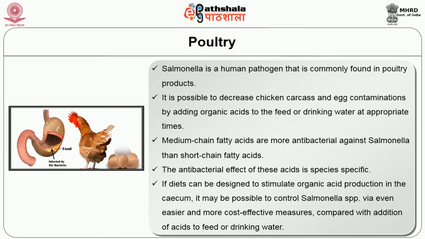It is possible to decrease the chicken carcass and egg contaminations by adding organic acids to the feed or drinking water at appropriate times. Medium chain fatty acids are more antibacterial against Salmonella than short chain fatty acids. The antibacterial effect of these acids is specific. If diets can be designed to stimulate organic acid production in the caecum, it may be possible to control Salmonella species via even easier and more cost-effective measures compared with addition of acids to feed or drinking water.